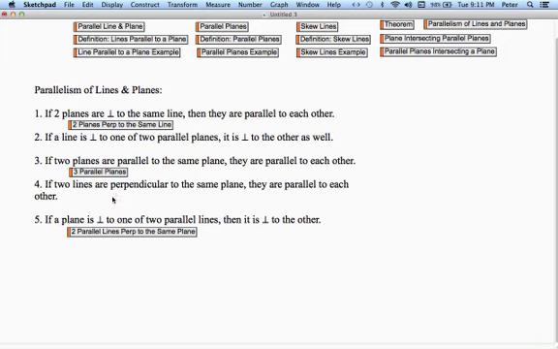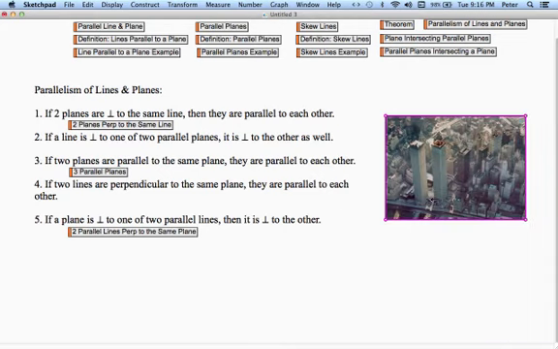All right? If two lines are perpendicular to the same plane, then they are parallel to each other. Best example of this is the World Trade Centers. World Trade Centers were two lines that were both perpendicular to the ground. That's why they stood up so straight. And as such, they were parallel to each other.